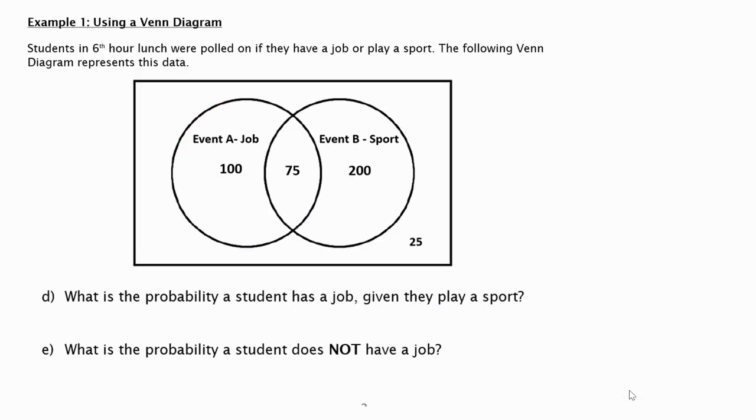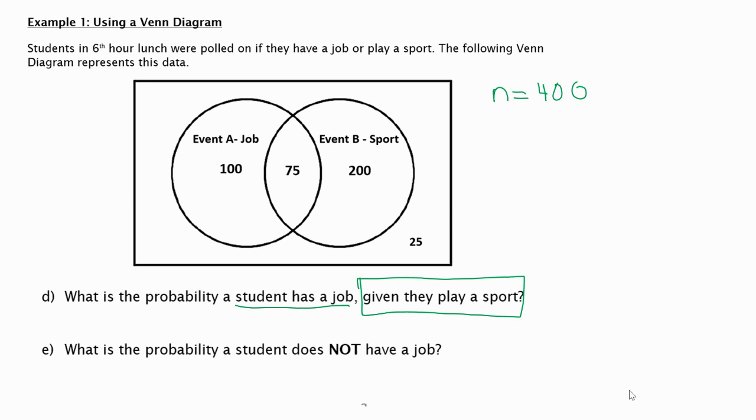The last two, part D and E, again use the same data, so we still have N is 400. And it starts to get a little bit trickier here. This next one says, what is the probability a student has a job given they play a sport? So it's creating a condition. We're looking at, of the students who play sports, how many of them have a job? What's the probability that a student who plays a sport also has a job?